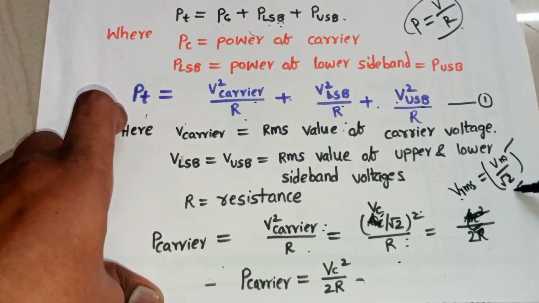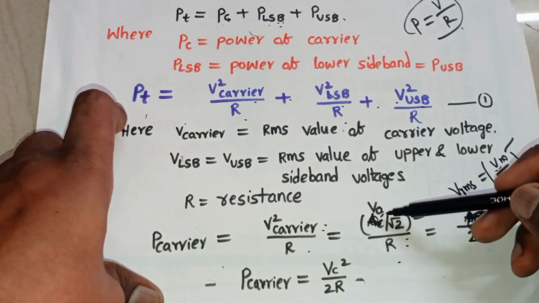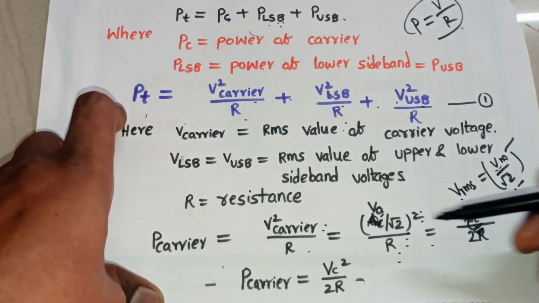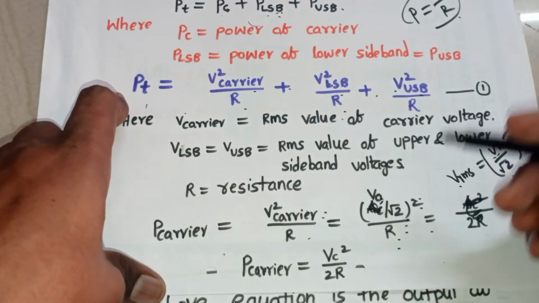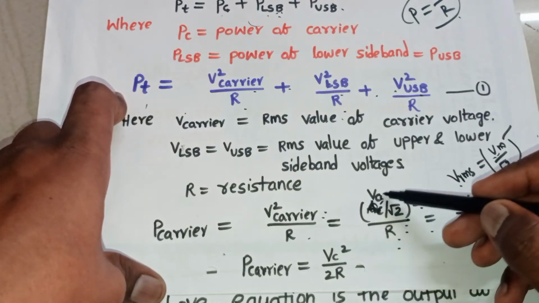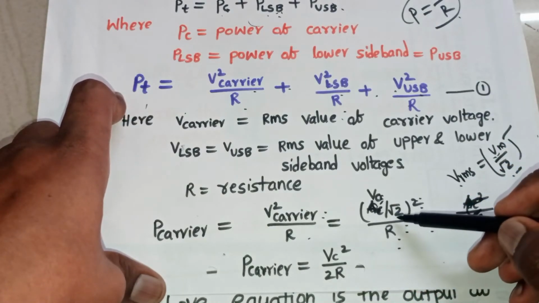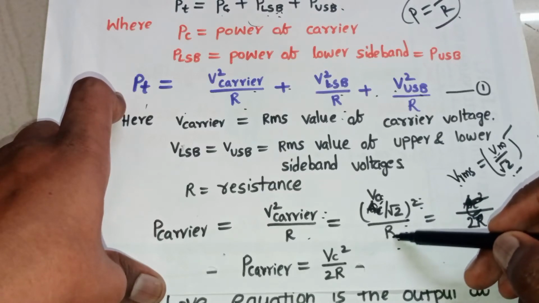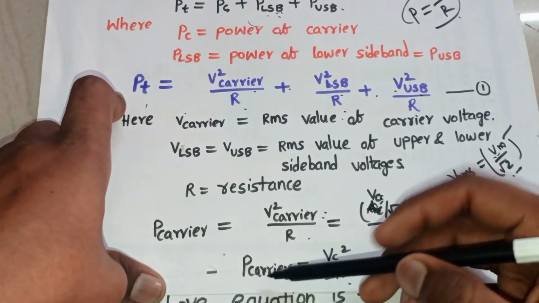VRMS equals Vm by root 2. This is the formula. In place of Vm, we have Vc, the carrier signal, so (Vc by root 2) whole squared by R. Here, in the numerator, Vc squared, and in the denominator, root 2 squared is nothing but 2, and R, that is 2R.